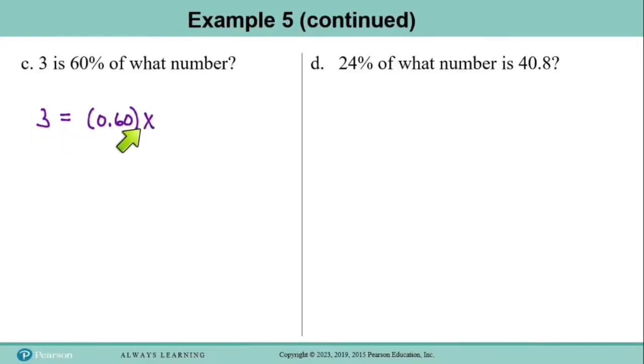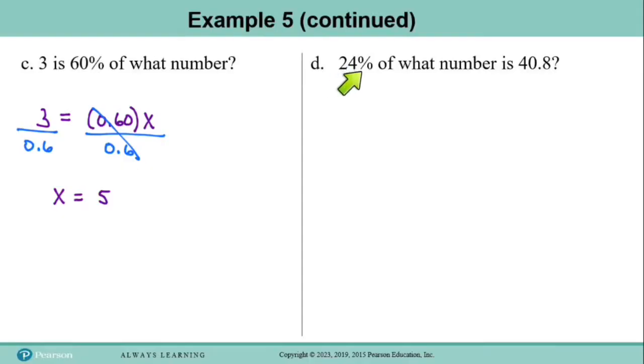Now you remember how we solved these earlier back in chapter 6, and so we need to isolate the variable here, so we'll divide both sides by 0.6, and then of course the 0.6 is divided out here, and we'll have X equals 3 divided by 0.6, which is going to be 5. So 3 is 60% of 5. Okay, let's look at part D.